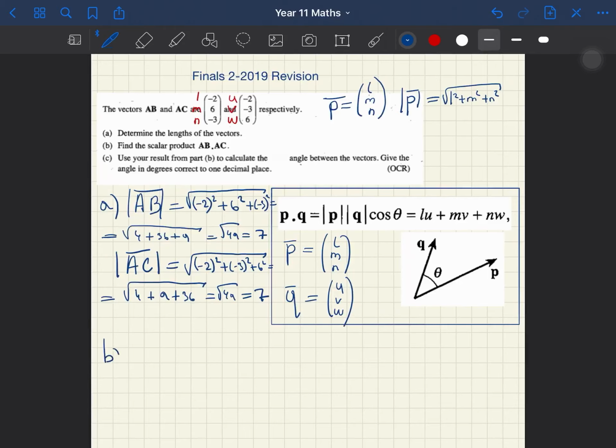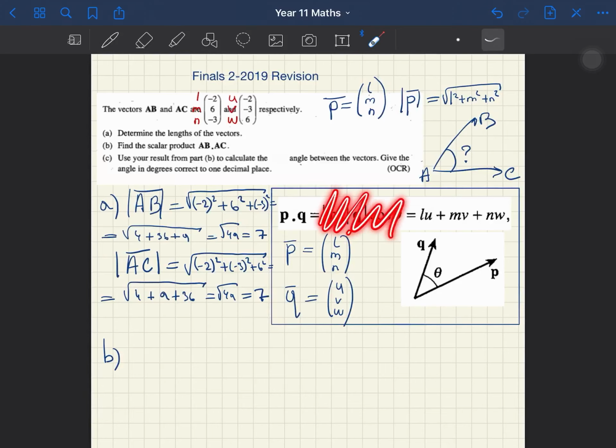In part B, find the scalar product AB dot AC. So here we have the formula for the scalar product. There are actually two formulas, right? So P dot Q. In our case, it's AB dot AC. We can draw it like this: AB and AC, two vectors. We don't know the angle between them, right? So we cannot use this formula, because it requires us to know the angle.